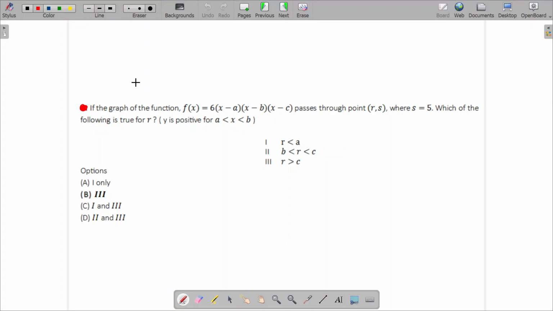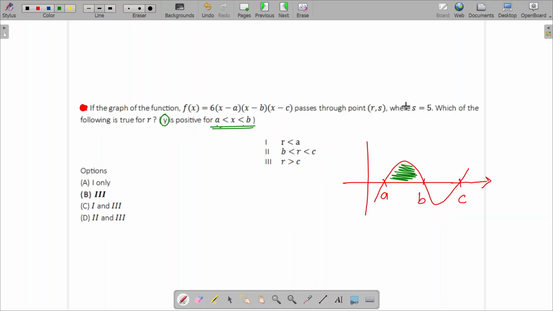Whenever you see a polynomial, you have to graph it. Always remember, because without graphing, without visualizing, it is very hard to solve this question. So I'm going to graph it. Let's say this is a, this is b, this is c. There could be other combinations as well, but in the question they already said that y is positive when x is between a and b. So y is positive here, right?